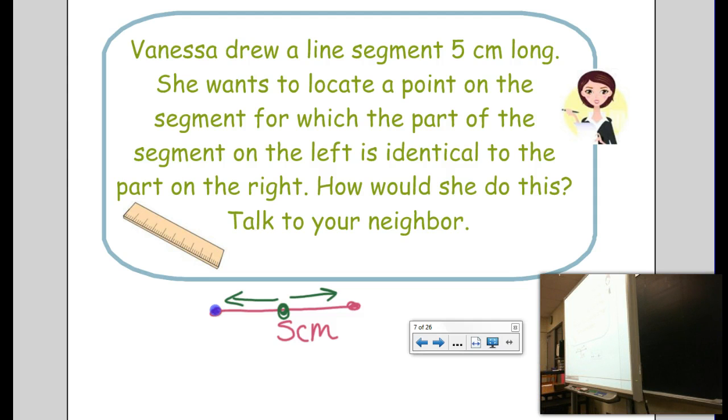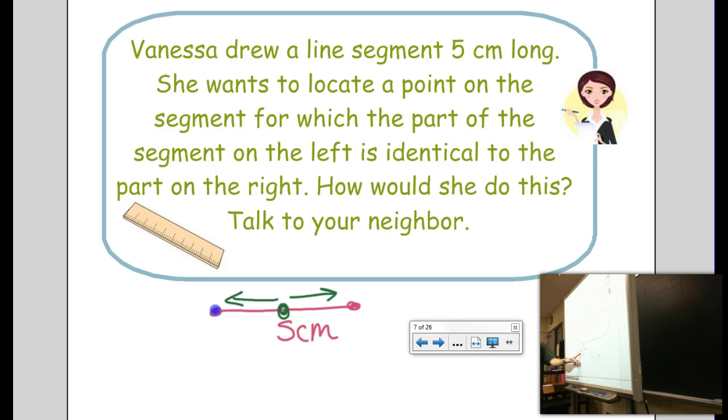I heard some other things. What else did y'all say? Divide by 2. I heard 2.5. What would she do with that? Okay, great. Half of 5 is 2.5. What do I do with that number? You can just say it out loud.